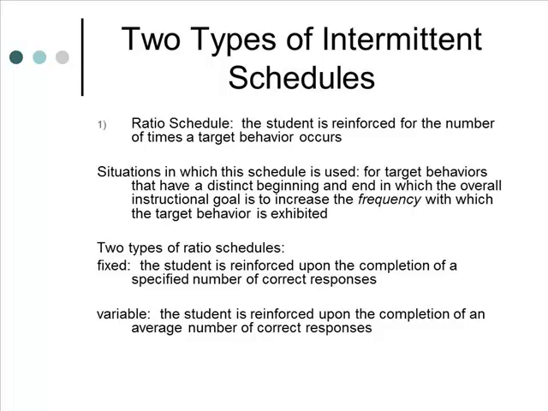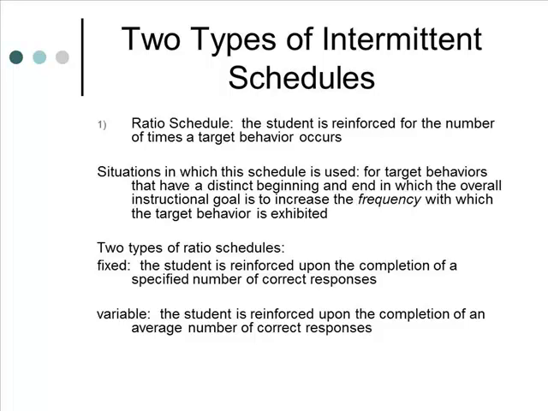The second type of intermittent schedule is a duration schedule. And this is when the student is reinforced for the occurrence of the target behavior for a certain amount of time. The situations in which this is used is for target behaviors in which the overall instructional goal is to increase the amount of time the behaviors are exhibited.